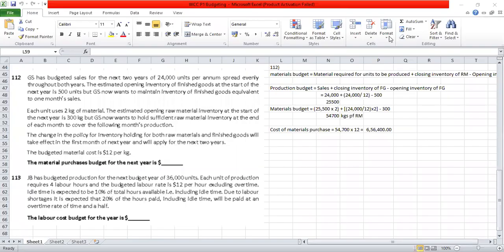Paid, including idle time, will be paid at an overtime rate of time and a half. The labor cost budget for the year is how many dollars? So let's write: production is equal to 36,000 units.